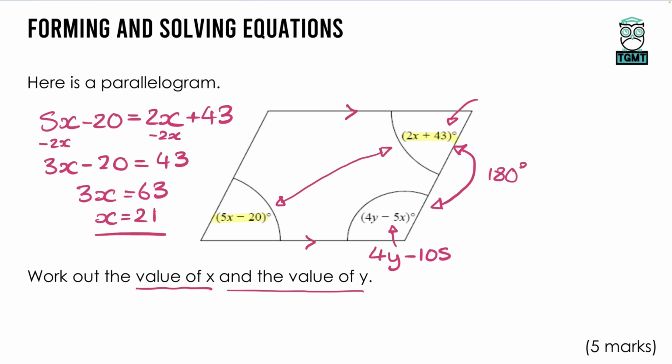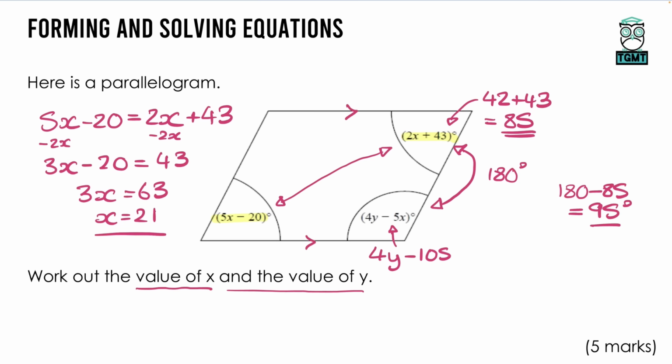I could use the bottom one as well, but I'm going to stick with the top one as I've gone for that one now. 2 lots of 21 is 42. So 42 plus 43 is this top right angle, and that is equal to 85. So if this top angle is 85 and the two of them have to add up to 180, well, I can do 180 minus 85, and that leaves me with 95 degrees for that bottom right angle.